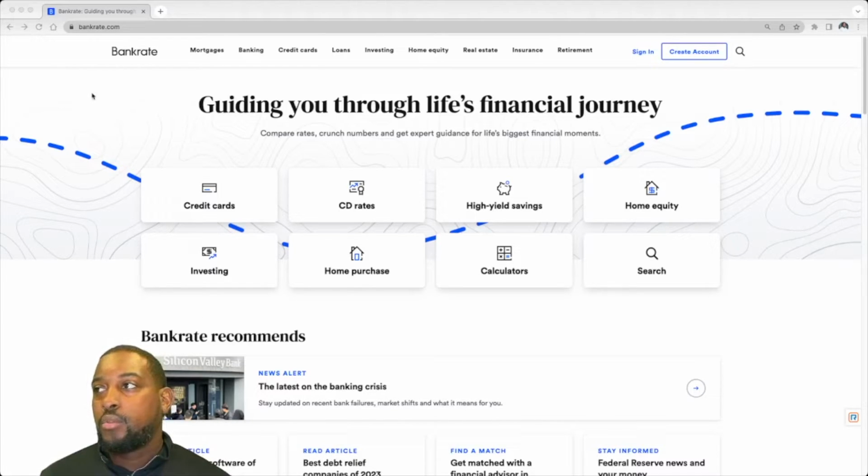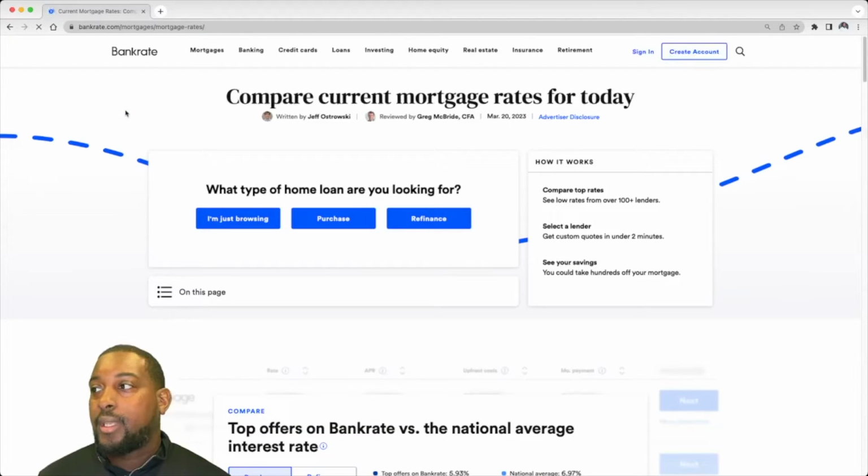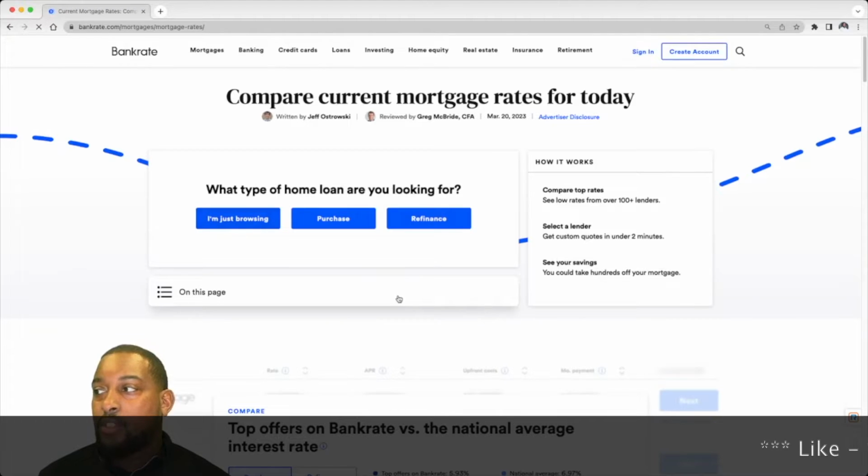So the first thing you want to do is go to bankrate.com. As you guys can see here, you just type in bankrate.com. And then once you do that, you're going to go ahead and click with your mouse on mortgages, okay? Now, you can also hover on mortgages and click today's interest rates, okay? And so we're going to click that. And then again, once you click on that, it's going to take you to today's interest rates, okay?